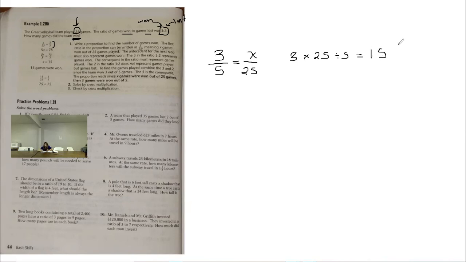All right, so then that makes sense that, if you play 25 games, we would expect to win 15. If we do it the other way, like if I forgot and didn't put 3 over 2, it's going to give you a weird answer that would not make sense in our story. So that's another way to kind of check yourself.